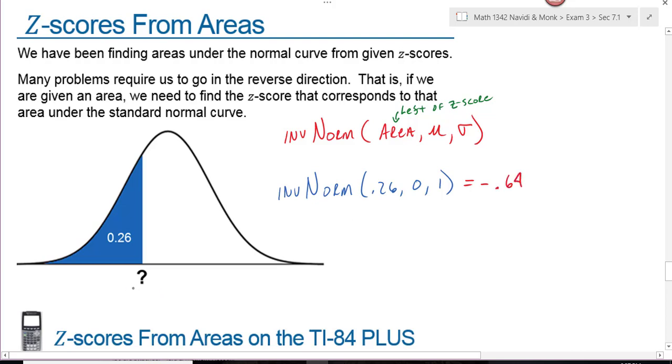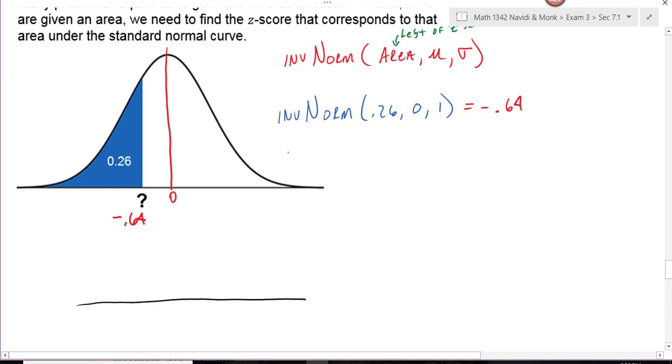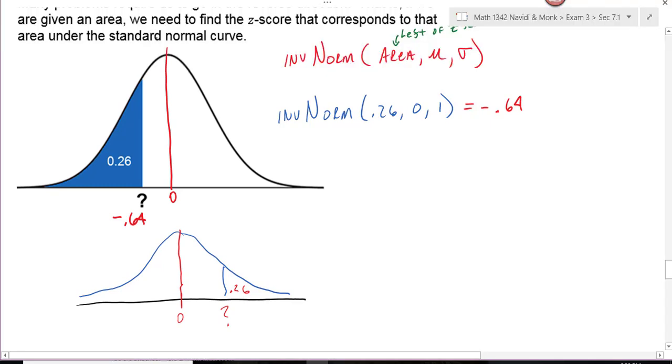Am I surprised that this z-score is negative? No, because what number has to be in the middle on a standard normal distribution? 0, and this is to the left of 0, so I expected to have a negative z-score. My question to you now is, what would we do if I was given this graph where this area was 0.26 and now we're looking for this z-score, and we know this is 0 right here, and our shaded region that I'm told the area for is this region right here.